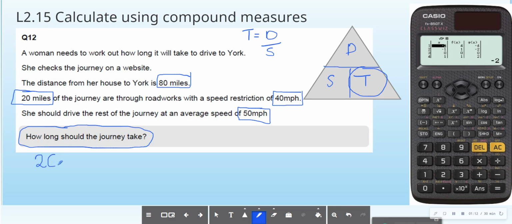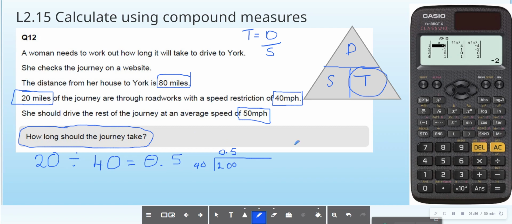So 20 miles, that's our distance, and we divide that by the speed she's going, which is 40 miles an hour. 20 divided by 40, well, there's no 40s in 20, so that's going to be 0.5. If you want to double check using your bus stop, 40 on the outside, 20 on the inside. There's no 40s in 20, so 0 point. Add an extra 0 to make it 200. 40 into 200: 40, 80, 120, 160, 200. Okay, that gives us 0.5.